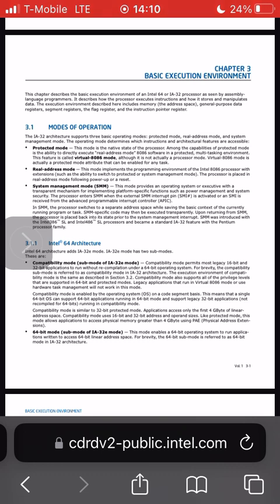64-bit mode, a submode of IA-32e mode. This mode enables a 64-bit operating system to run applications written to access 64-bit linear address space. For brevity, the 64-bit submode is referred to as 64-bit mode in IA-32 architecture. Volume 1, 3-1, Basic Execution Environment.